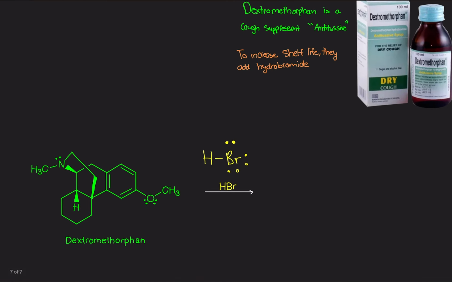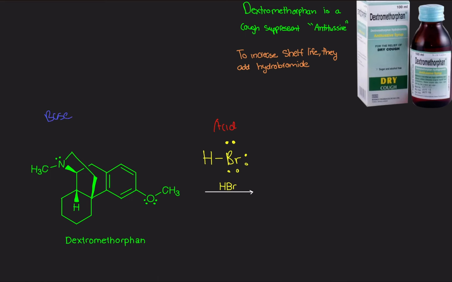Now, what is the acid and what's the base? Well, this is going to be the acid here, because look at the bromine. Bromine is so electronegative compared to anything on this molecule here. So this must make this the base.